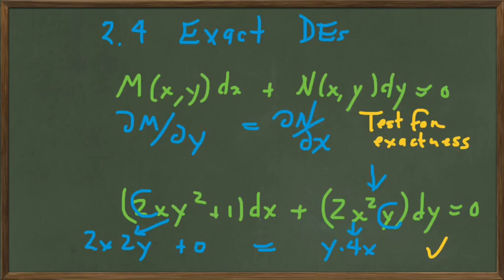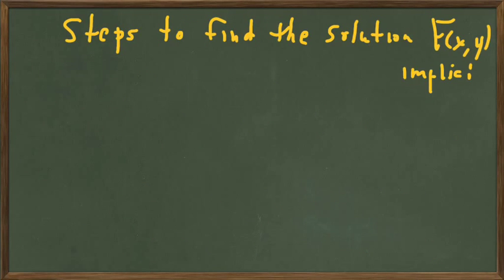So how do we solve a differential equation if it is exact? Let's see that there's a 3-step process for doing that. What are the steps to finding the solution f of xy of an exact differential equation? Typically we find the solution to an exact differential equation in the implicit form f of xy.